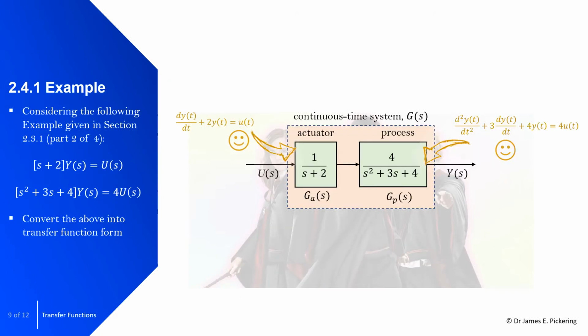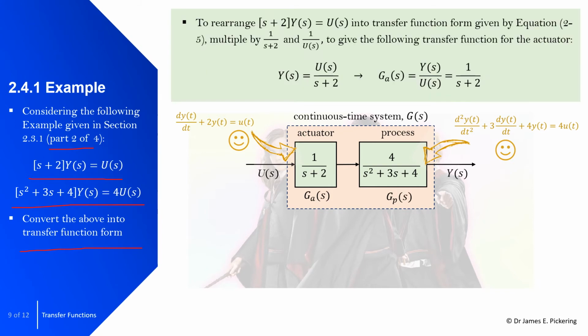But don't worry. If we now move on to an example and consider these first and second order Laplace transformations that we saw on the previous slide and also in part 2 of 4, what we will now want to do is convert these into the transfer function form. To rearrange this first order equation in the Laplace domain into transfer function form, using equation 2.5, if you recall, equation 2.5 in the previous slide was effectively just Y of s over U of s, and that there's your transfer function.